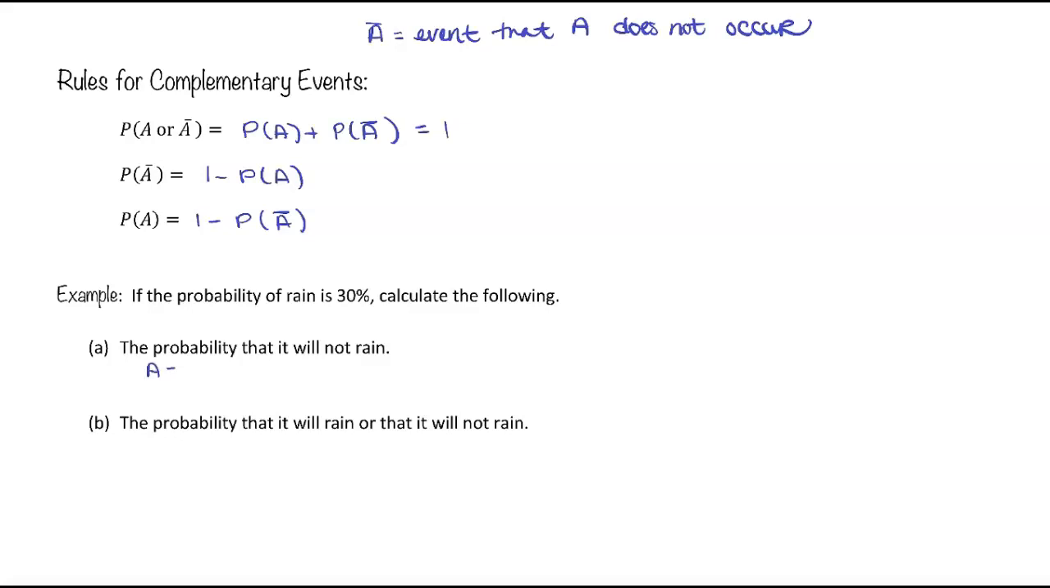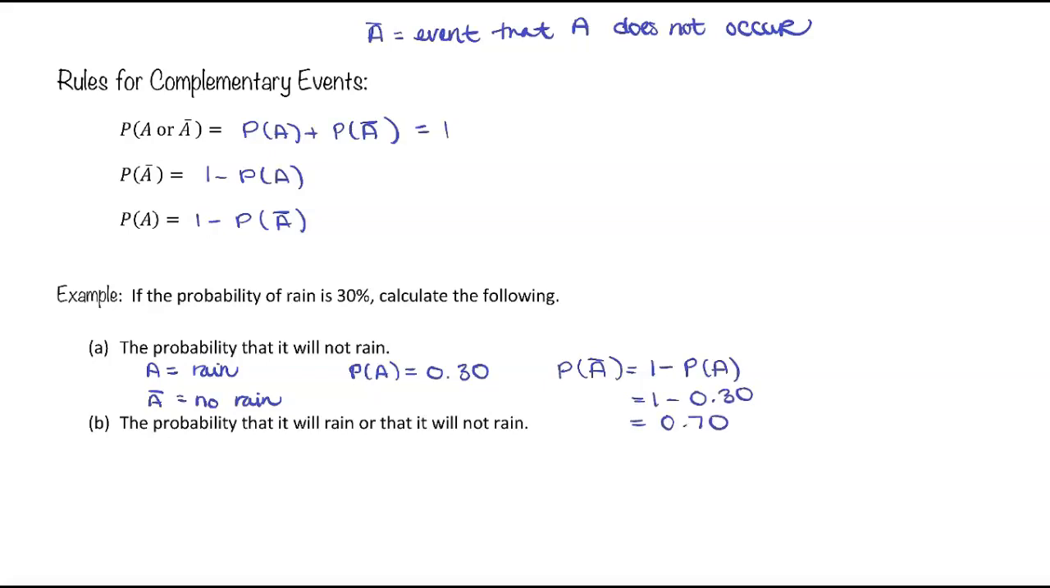If we let A equal the event of rain, then the complement of A is no rain, or it not raining. We're told that the probability of rain is 30%. We can write that as 0.30. And now we can find that the probability of it not raining, or A's complement, is 1 minus the probability of it raining, or 1 minus 0.30, or 0.70. That's 70%.